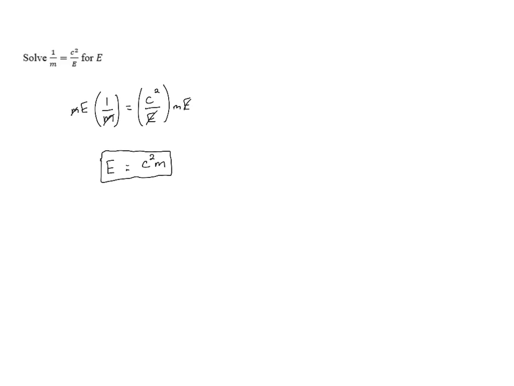However, you may have seen it written differently. If we switch the order of the variables on the right, we get e equals mc squared, which is quite a famous formula. And we're done because we've got e all by itself, and that was the goal.